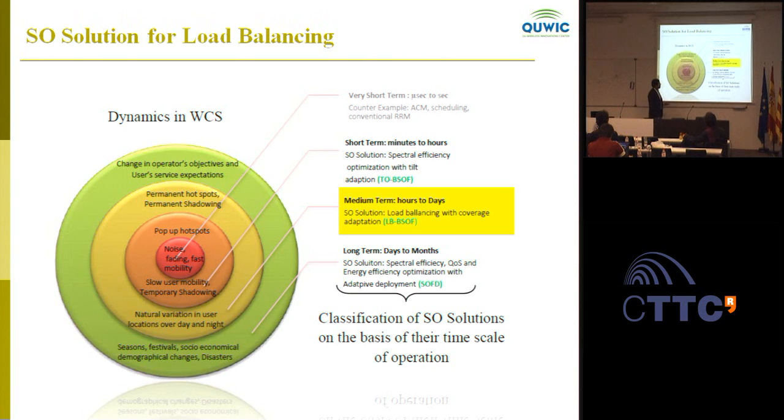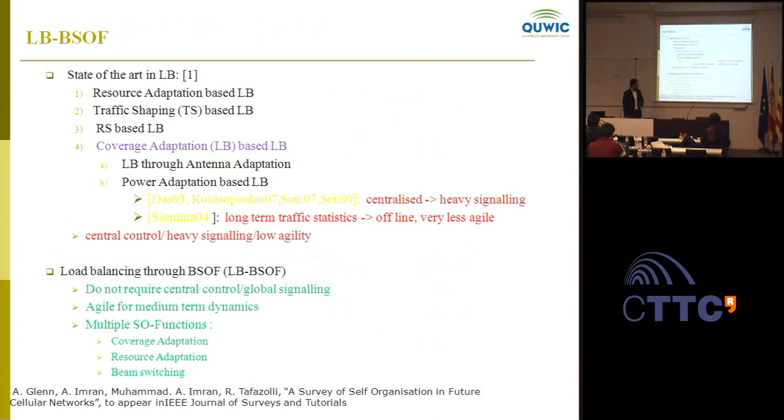This solution is focusing on even longer-term dynamics. The reason I'm saying it's longer-term dynamics is because the parameter we are going to adopt is cell size. So it's not reasonable to change the cell size every few minutes, because obviously of the handover parameters. So the solution would be useful for larger dynamics, for example, variations over day and night, or permanent hotspot or shadowing.